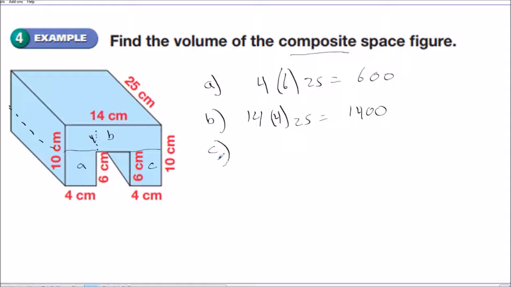And let's go to C. Now folks, notice that C and A are the same, so I'm going to spare myself the calculation. I know that's going to be 600. At the end, I'm just going to add those 3 results together to get the total volume. And so what do I get? I get 2,600 cubic centimeters.